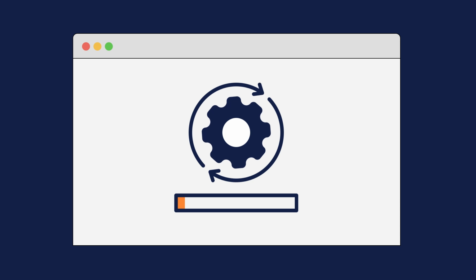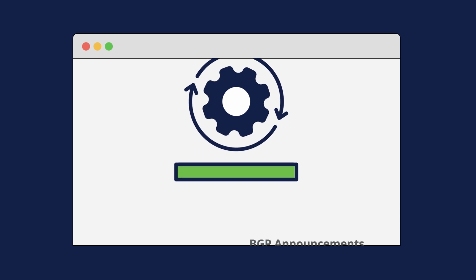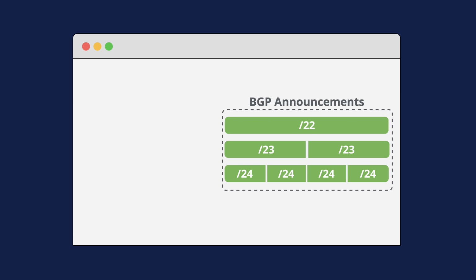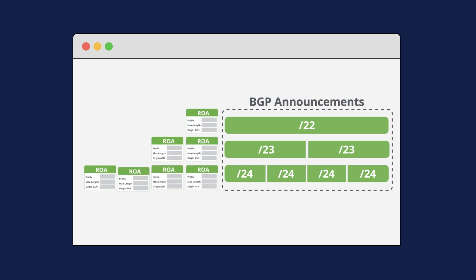A downside to this added security is that it comes with a higher maintenance cost. You will need to make sure the address space announced in BGP matches what is authorized in the published ROAs, and you will need to update this whenever changes are made.